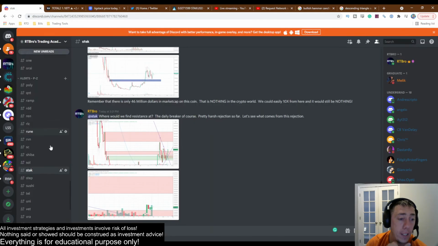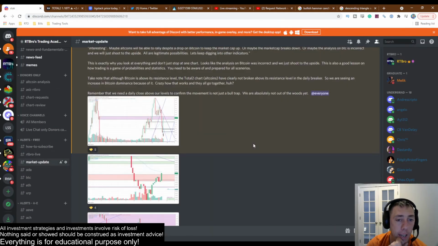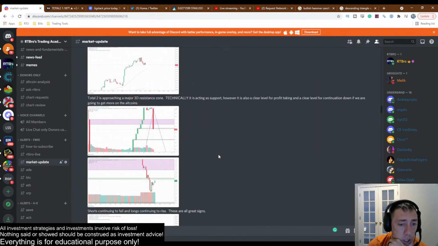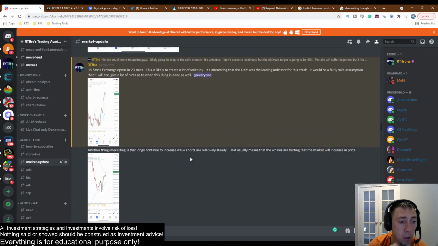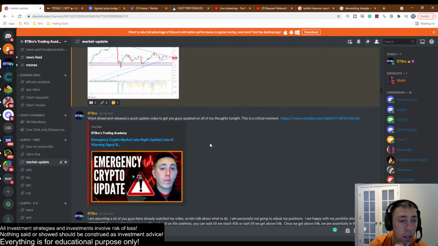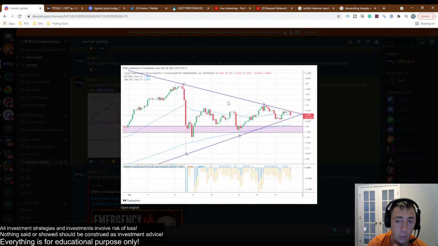So if you go back to the Discord, once again, I keep mentioning the Discord because I'm on here all the time, guys. I give you guys all the good info, right? So over here, I talked about the symmetrical triangle as it was happening. Look, right here. Symmetrical triangle playing out. Yep.